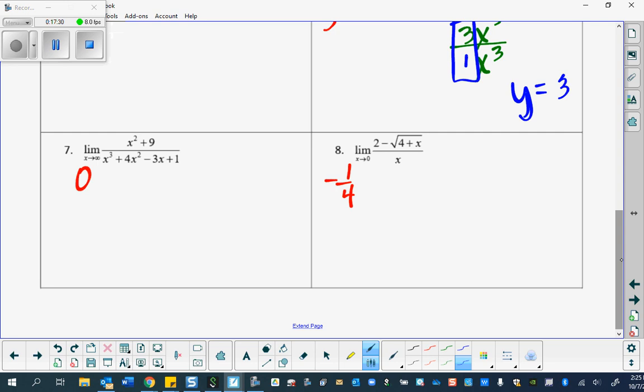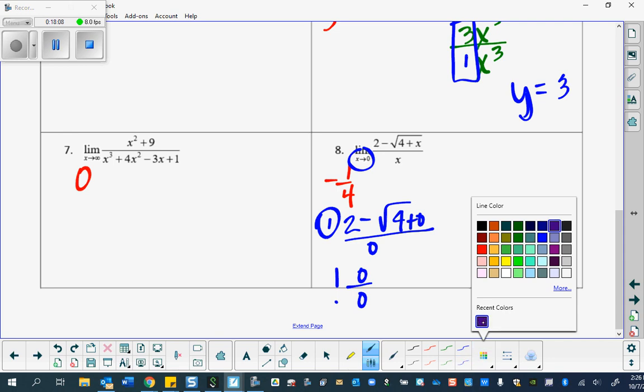8. The limit as, now this one's different because x is approaching 0. Right? So this is a tricky one. When I plug 0 in, rule number 1, plug it in, 2 minus the square root of 4 plus 0 over 0. See how I get 0 over 0? So this is one of these that's a conjugate. Whenever I have that radical, I'm going to go ahead and multiply both the top and bottom by the conjugate.